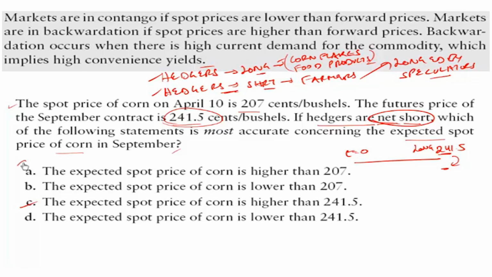Please think about it. A very important concept of the dynamics of hedgers and speculators in the forwards market. If hedgers are net short, expected spot price is slightly higher than the agreed upon forward price. If hedgers are net long, then expected spot price will be slightly lower than the agreed upon forward price.